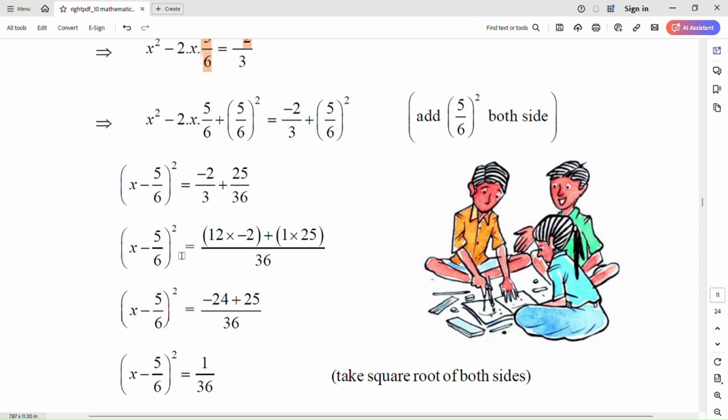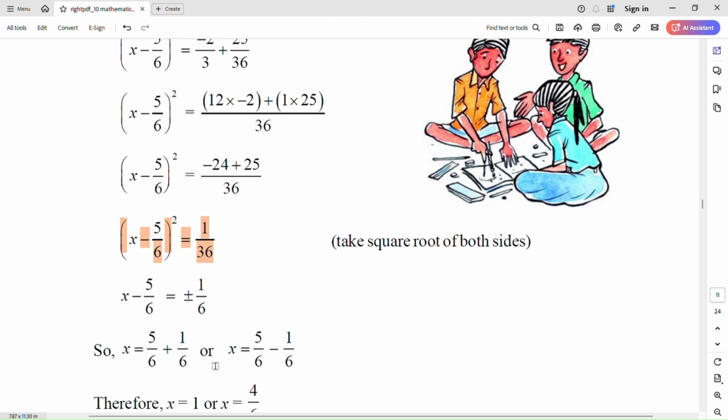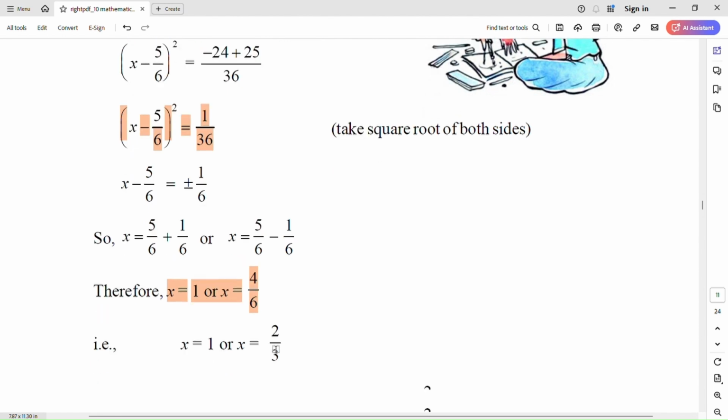Now x minus 5 by 6 whole square equal to this value. I will simplify it. What I get is basically x minus 5 by 6 whole square is equal to 1 by 36. So x minus 5 by 6 equal to plus or minus 1 by 6. So x is equal to either 1 or 4 by 6, and 4 by 6, if you simplify, you get 2 by 3 basically. This is the solution.